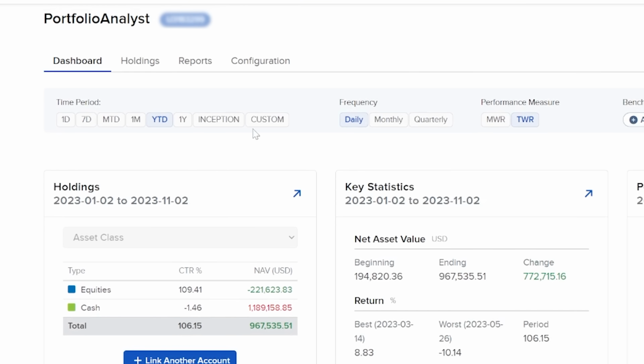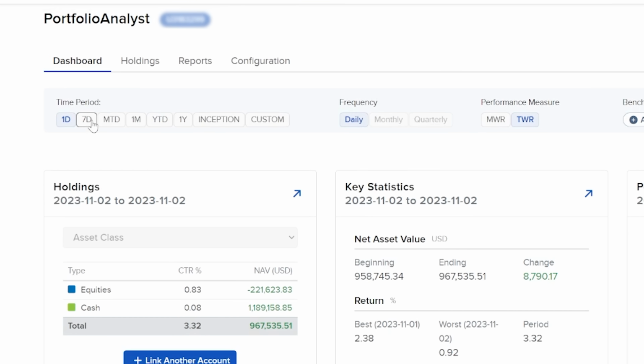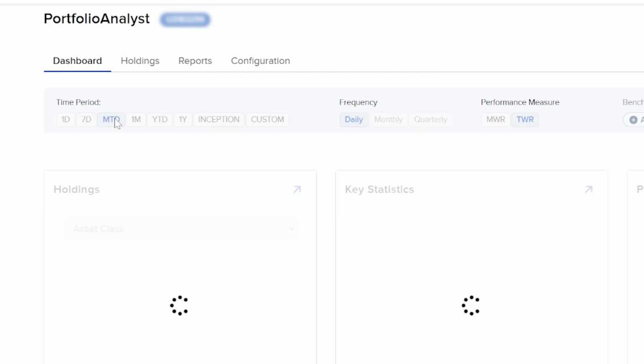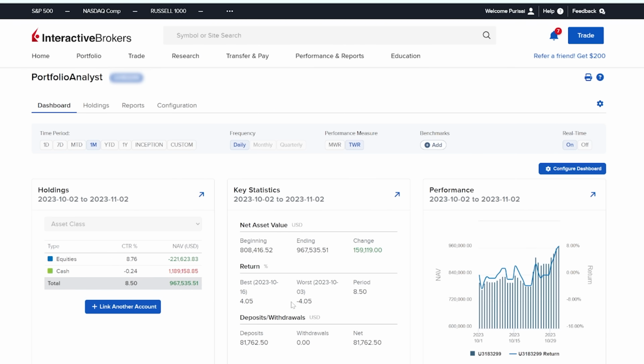Okay, now to give you more details, I'll go to performance and reports, portfolio analyst. And here you can see 1 day return. 1 day return is $8,000. 7 day return you can see 83,000. Month to date 31,000. 1 month return is $1,59,000, but that is not the exact profit, because during this period I deposited about $81,000. So therefore only the difference is the profit, right?